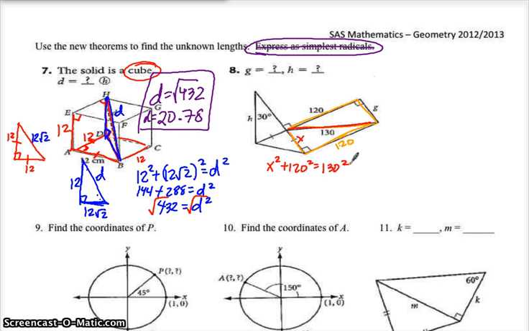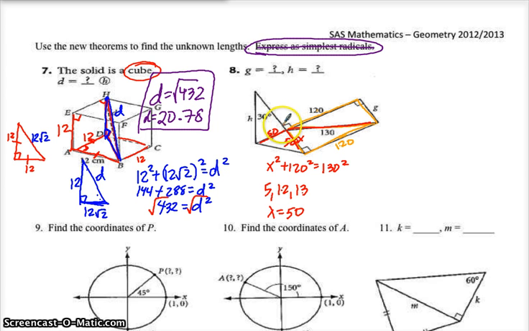I'm not going to do the Pythagorean theorem because I know it's a special case triangle. It's a 5, 12, 13. They've all just been multiplied by 10. So instead of saying that x equals 5, I know that x equals 50. And if x equals 50 here, that means it also equals 50 here.